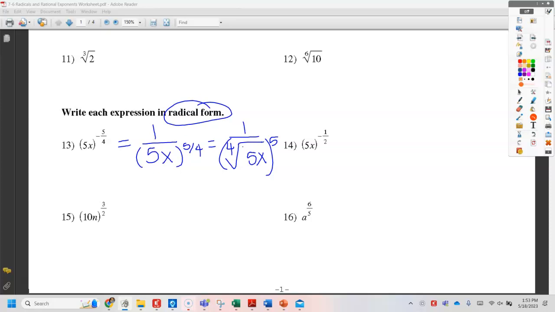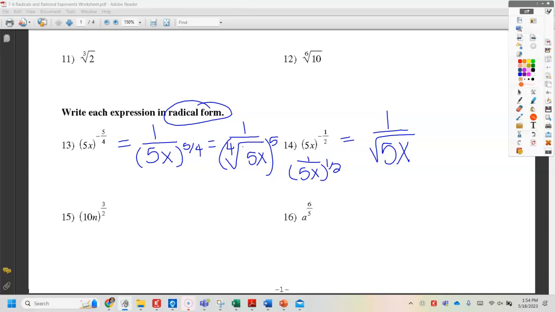If you had to simplify, we'll simplify it. 13 is more than I would ask. But 14, and the 1/2 power would bring it down as a positive. 1/2 is a square root.